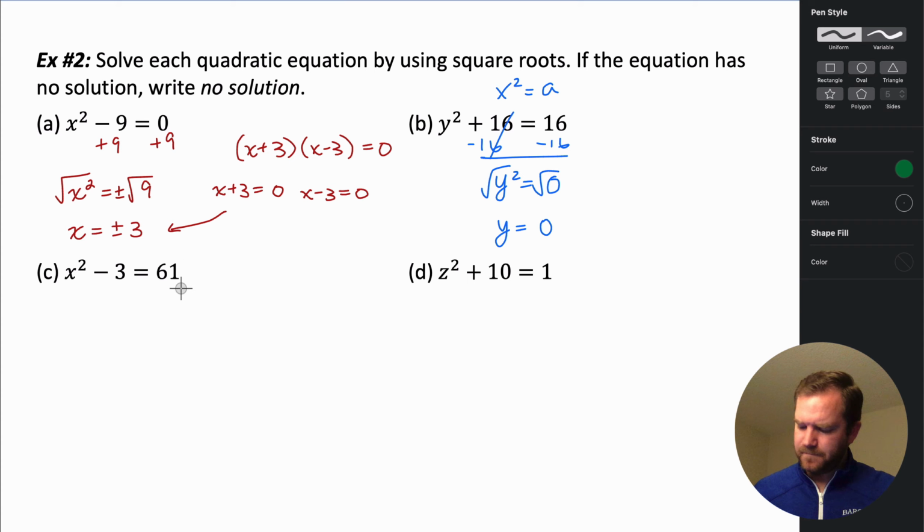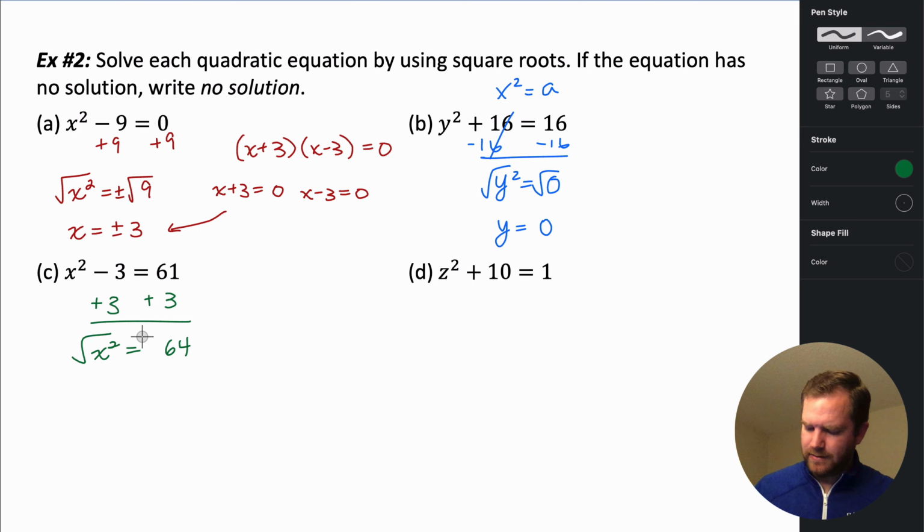So for this one, again, we want to get the x squared by itself because we're trying to find x. So I'm going to add 3. So that's going to give me x squared equals 64. Again, that's another perfect square, so that's nice. Take the square root, and we want it to be plus or minus. So that's going to be 8, and we get x here.